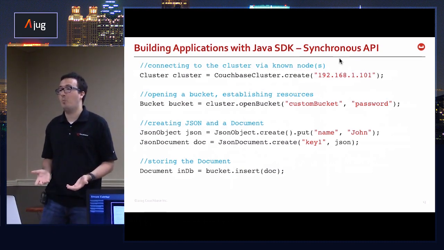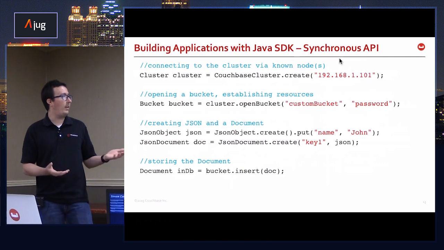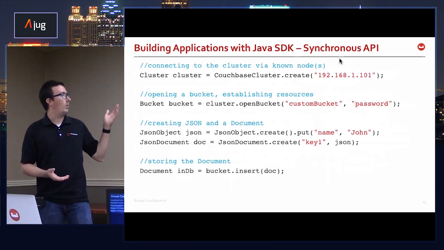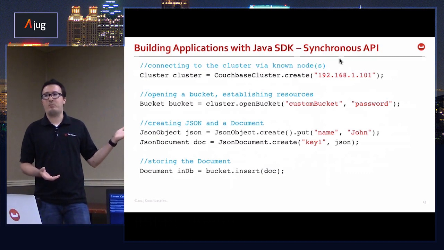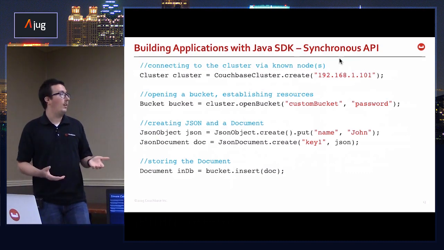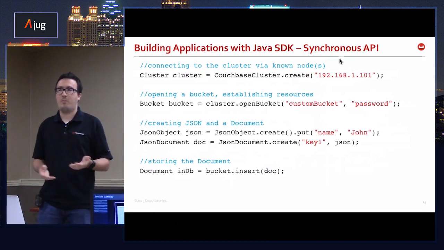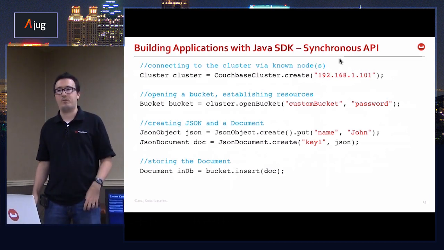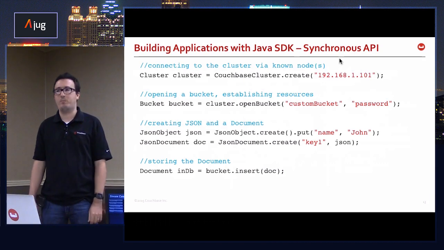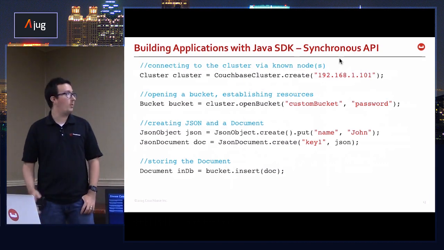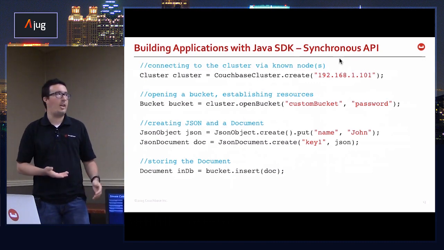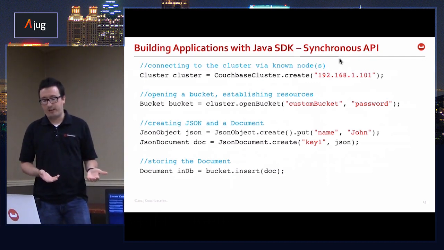Once you have this open bucket, we can now create a document. Let's say we create this document. We're creating a JSON object. This JSON object class is part of the Couchbase SDK. It's pretty much the same class that you would find in the Apache JSON object class, or a few other ones that are pretty much the same as well. So you would create this JSON object. In this scenario, we have one property called name, and its value is John.